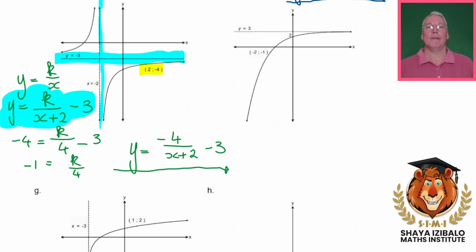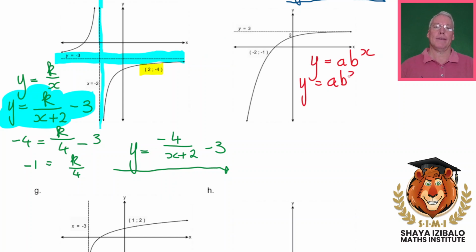The next one, what is it? It's an exponential graph. The vanilla flavored form is ab to the x. This one has moved up. How do I know it's moved up? Well, because the asymptote is at 3. So this one's going to be ab to the x plus 3.